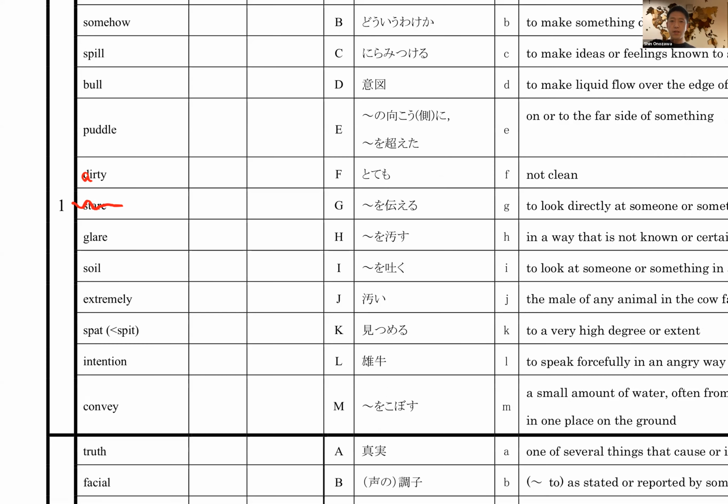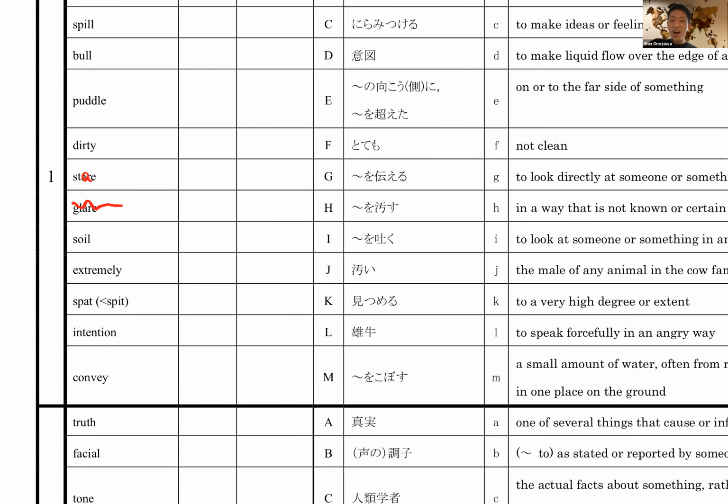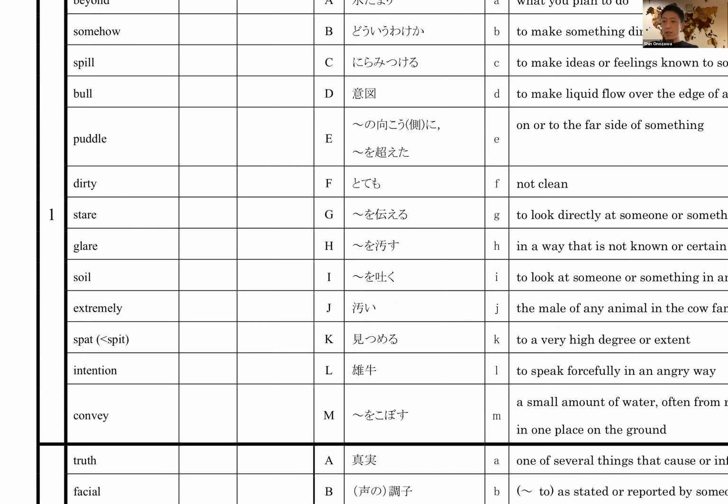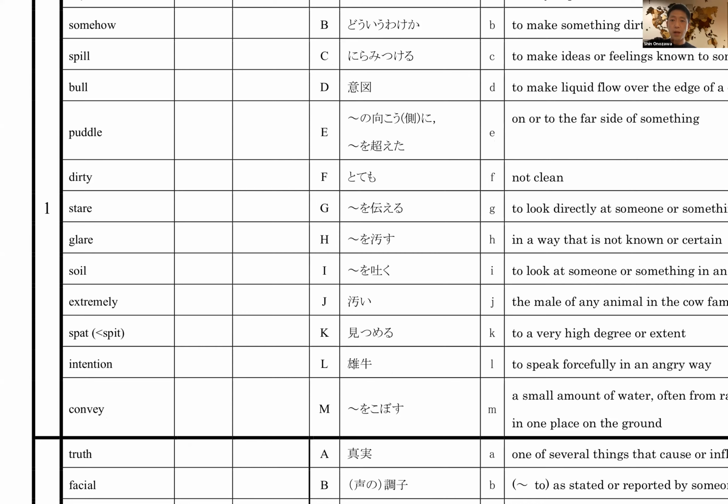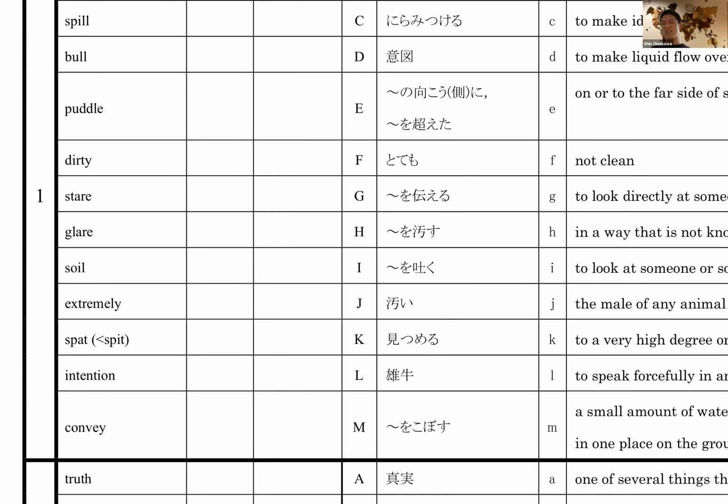Okay, and next one is soil. Soil means yogosu. But soil originally means dirt, sand or dirt, dojo, tsuchi. So if you make your clothes dirty with dirt, that's soil. The word originally comes from dirt. All right, soil, dojo.